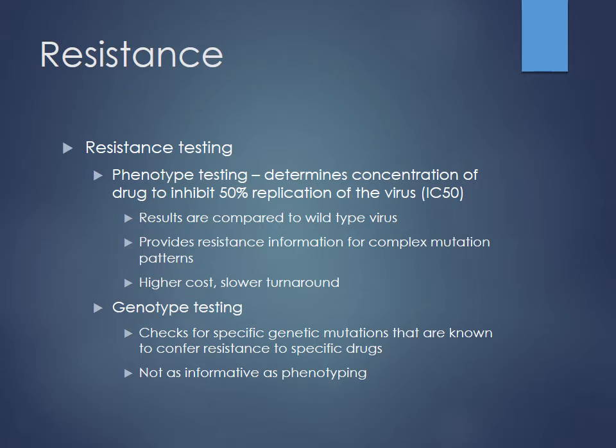The other cheaper, easier way to do it would be genotypic testing. This is basically sequencing the virus and seeing what mutations they have, and they have a big list of all the different mutations that we have documented. And they're saying, okay, well, based on this mutation and this mutation, it's probably going to be resistant to your NNRTIs.